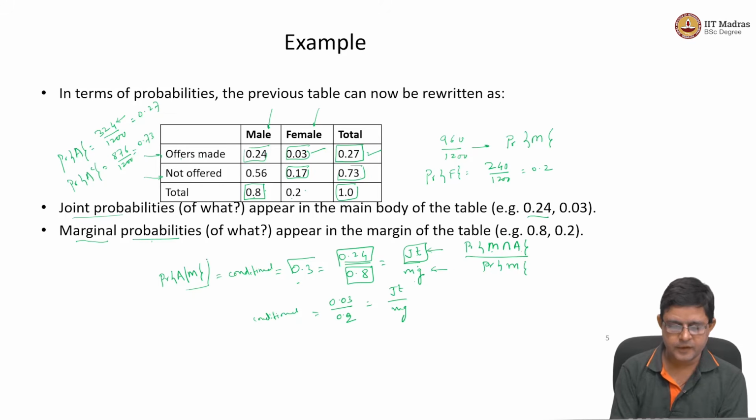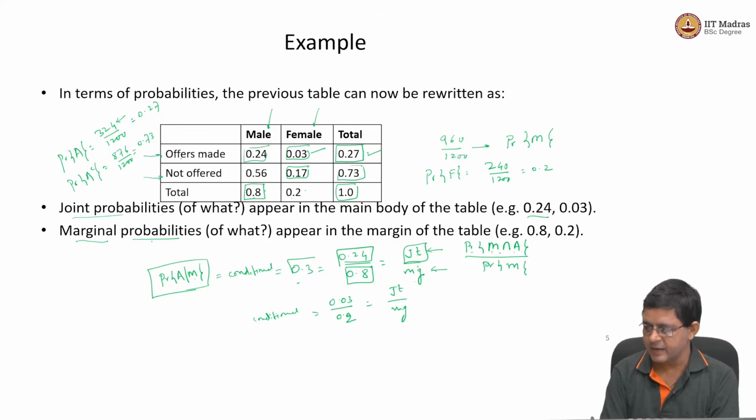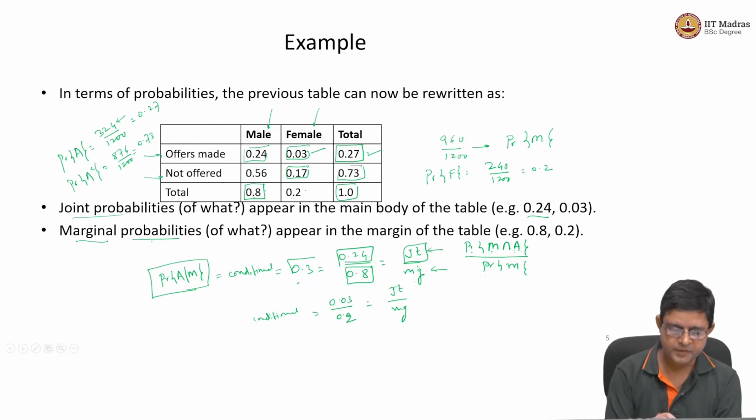This is the conditional probability that you are trying to calculate. This conditional probability of A given M is probability of A and M, or M and A, it does not matter how you say that, because both events are happening together, right. Either you say M and A or A and M, divided by probability of M. Once again, probability of A given M is probability of A and M divided by probability of M.